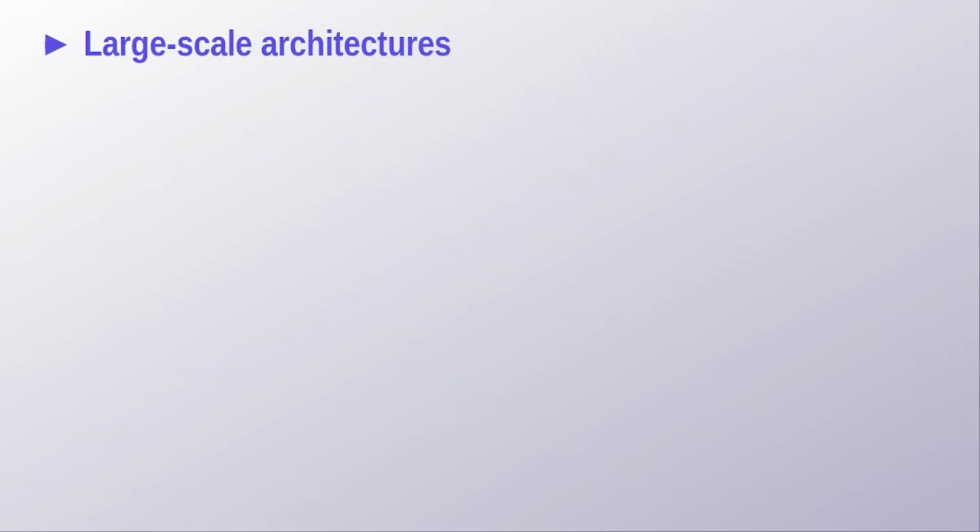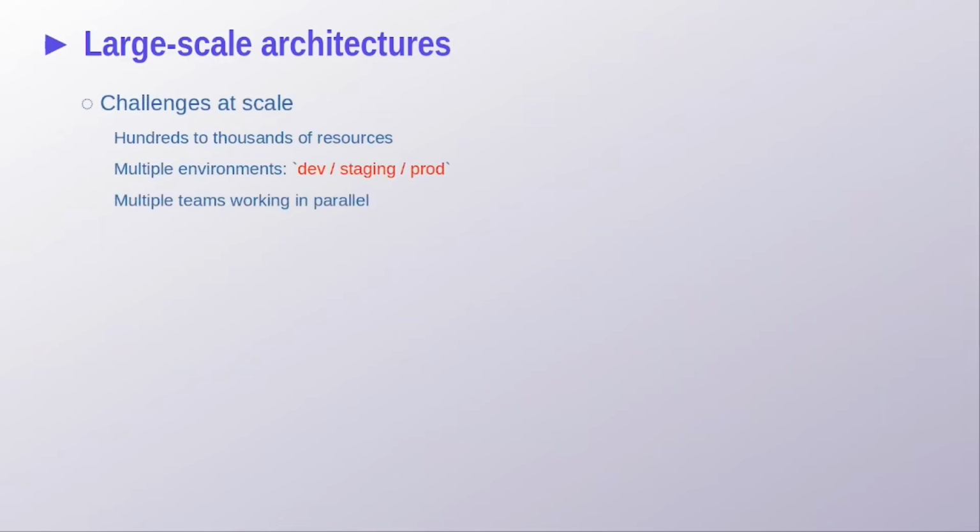Let's talk scale architecture. The problem at scale: Terraform works great until it doesn't. Imagine hundreds or thousands of resources, multiple environments like staging and production, and many teams changing code at the same time. Without structure, Terraform becomes a huge mess. How does a senior engineer think? Senior engineers always start with structure.